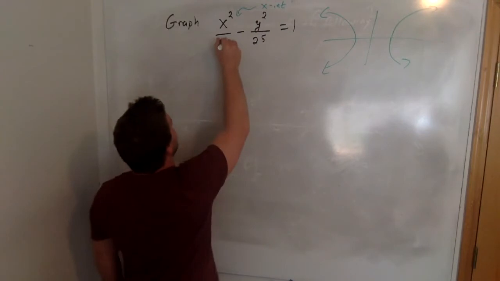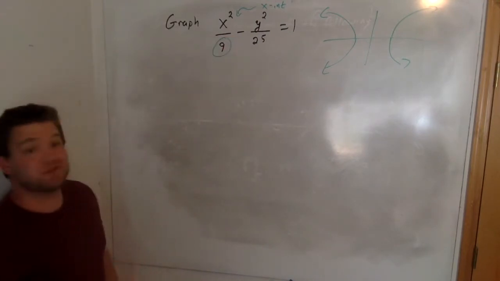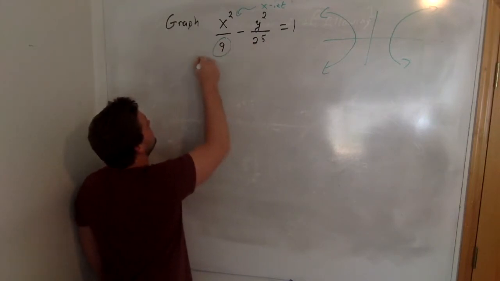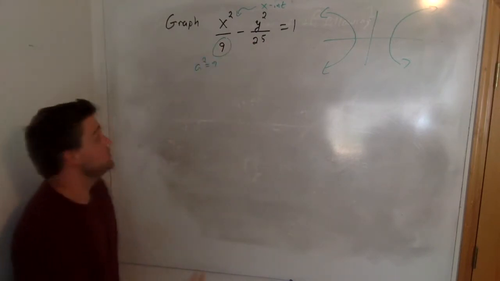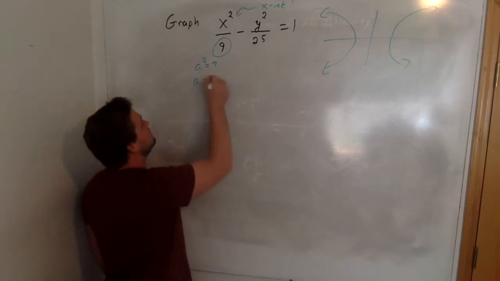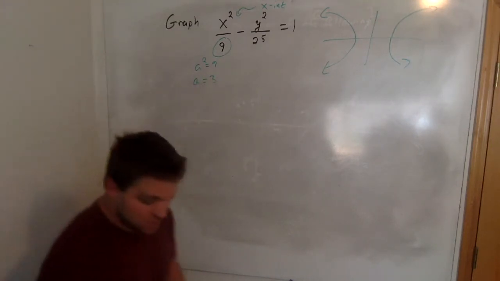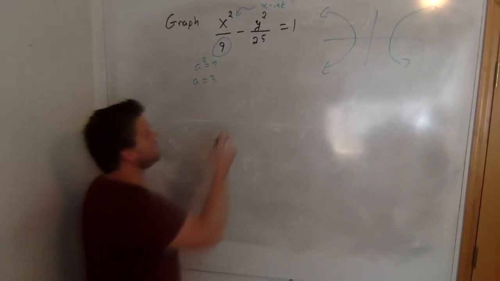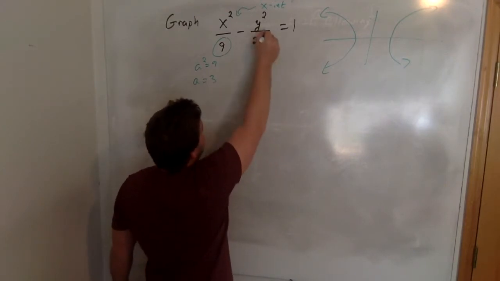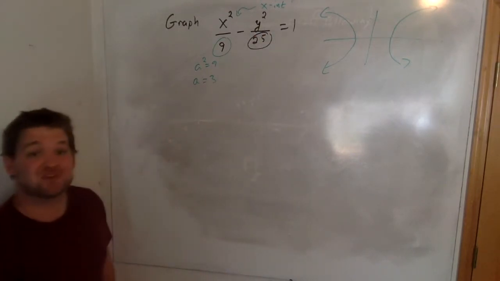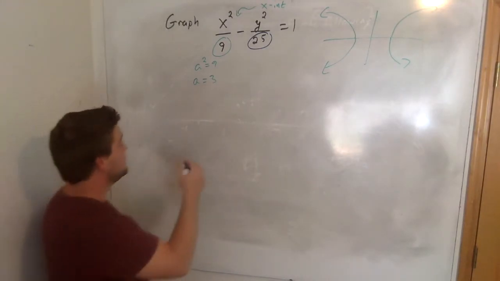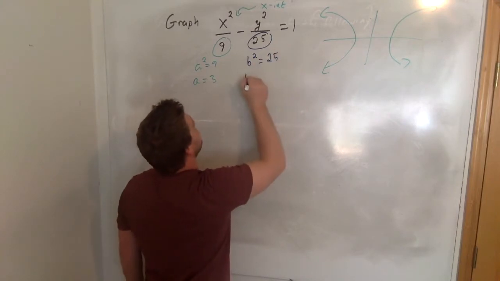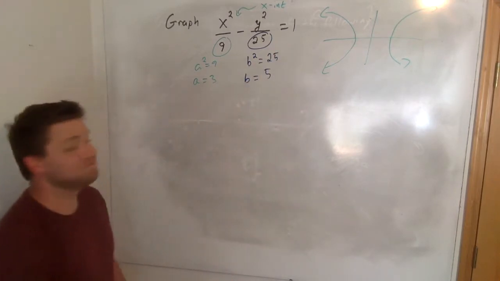Now, if we're trying to figure out the x-intercepts of this graph, this is a squared, so we have that a squared will be equal to 9, which tells us that a is going to be equal to 3. So we know where the vertices will be. The other thing we want to know is our b value. This will help us draw that central box so we can sketch the asymptotes. This says that b squared is 25, so we have that b will be equal to 5.